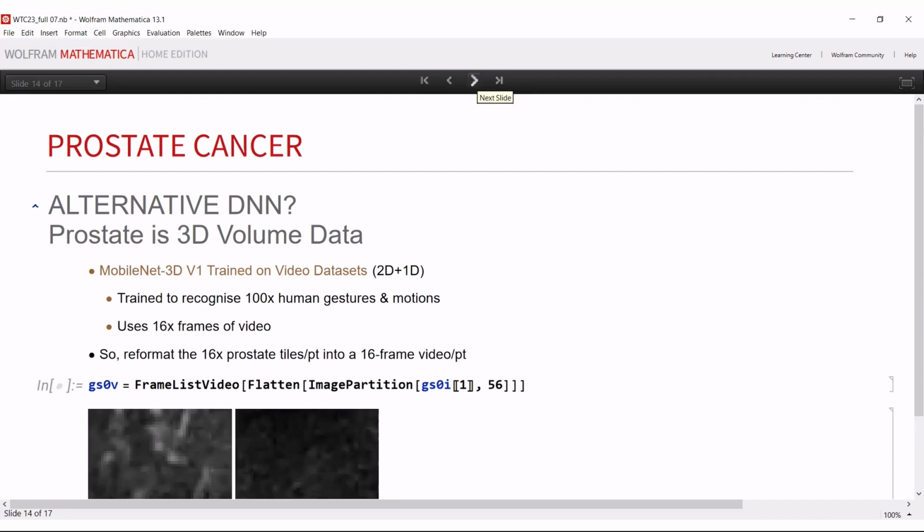So what about a 3D DNN? We basically continued with ResNet based on its previous success with the COVID pilot study. But what else might be available? Well, there is a 3D deep neural network available on the Wolfram repository. Strictly speaking, it's a 2D plus 1D. This is the MobileNet video deep neural network, which has been trained to recognize 100 different types of human movement and gestures. And fortuitously, it uses a 16-frame video for each class. So it means that we can reformat our 16-tile mosaic into a 16-frame video using the code below. Again, Mathematica anticipates everything. What can I tell you?